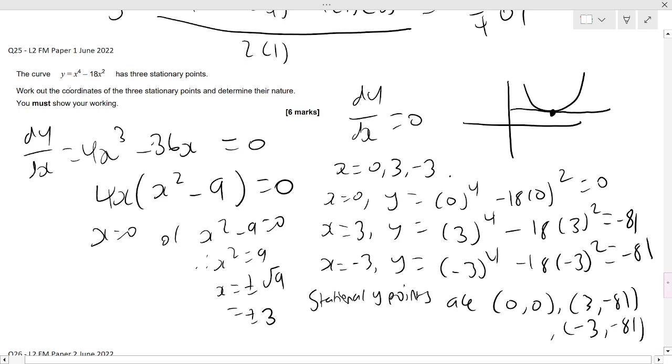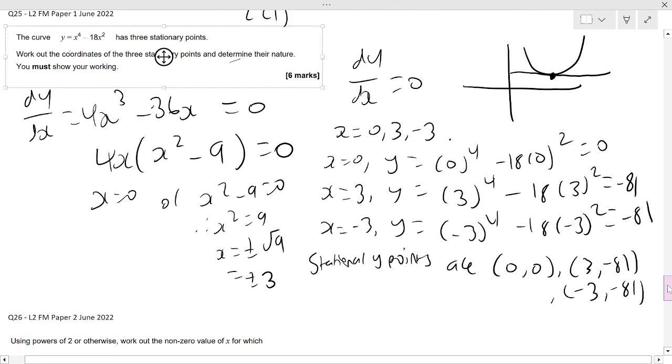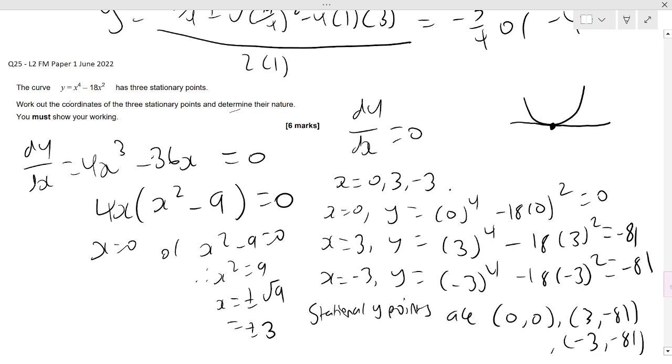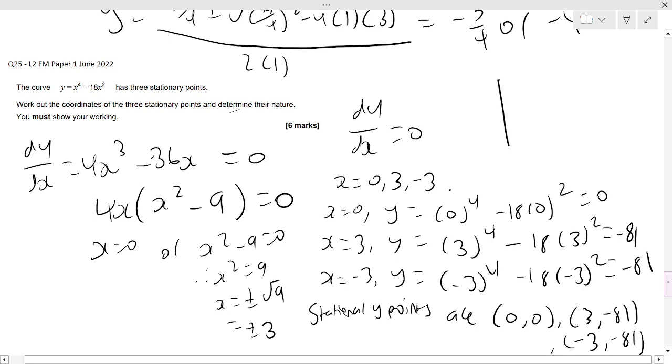But we're not done there, because then it's asked to determine their nature. So that means you then need to consider further, well, a stationary point can either be, let's draw it, a minimum. So when the curve dips like this, like a quadratic, it has a minimum point.